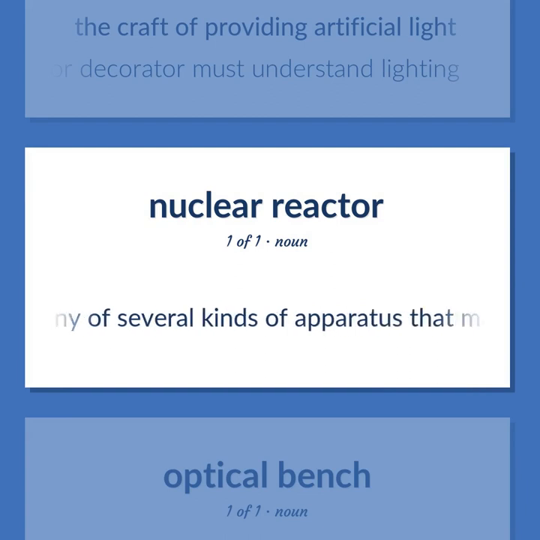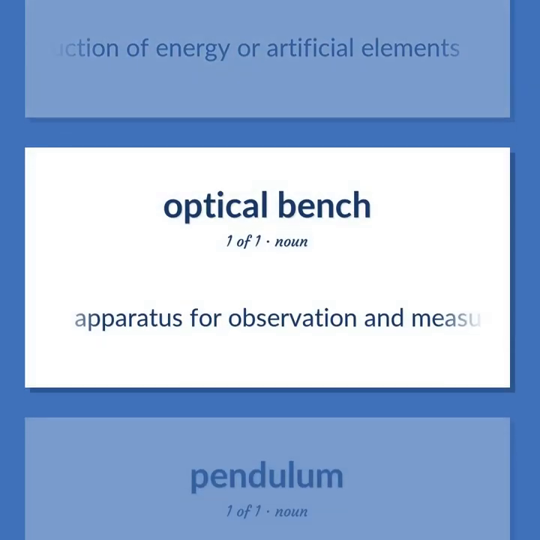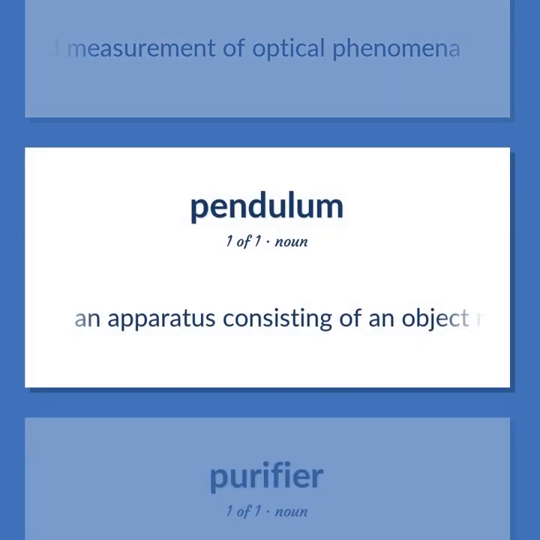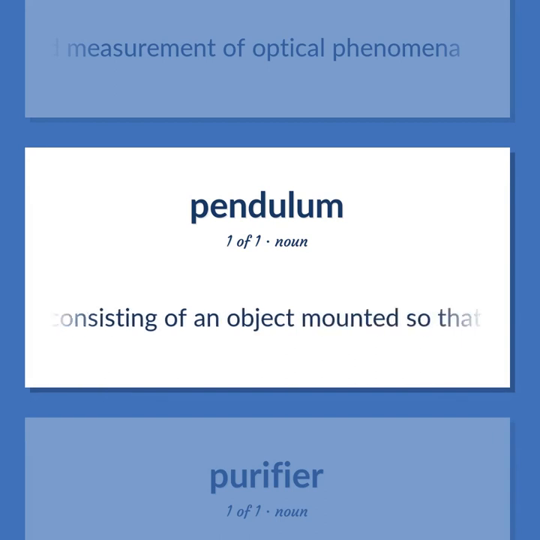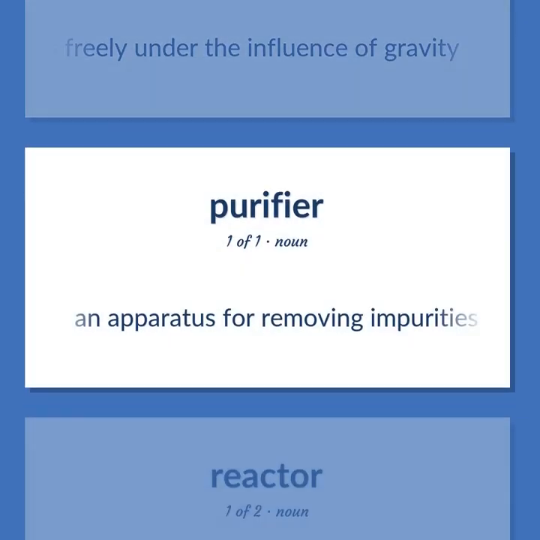Physics. Any of several kinds of apparatus that maintain and control a nuclear reaction for the production of energy or artificial elements. Apparatus for observation and measurement of optical phenomena. An apparatus consisting of an object mounted so that it swings freely under the influence of gravity. An apparatus for removing impurities.